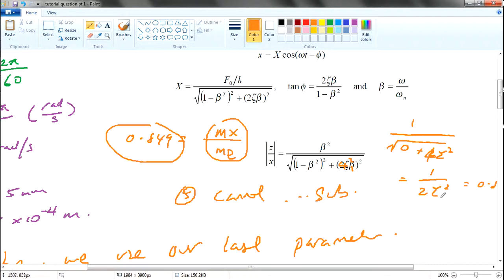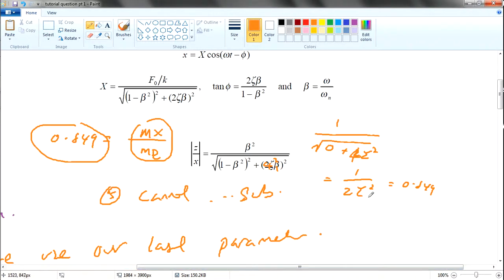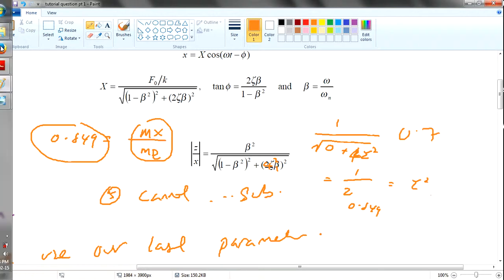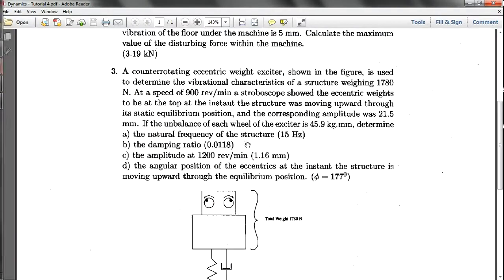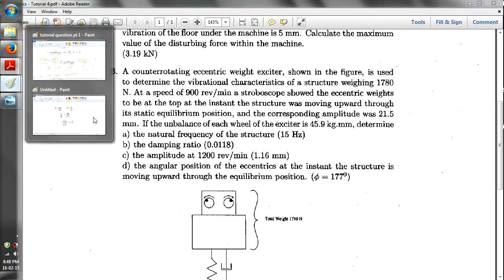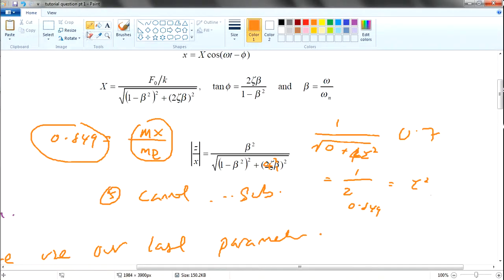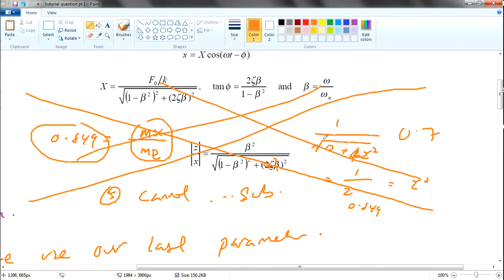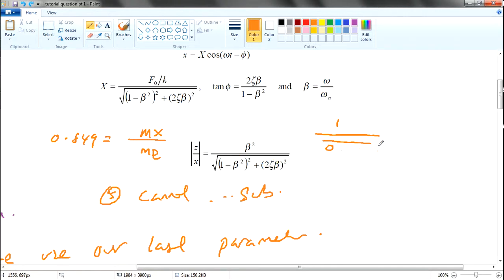Over the denominator you have this one. So to solve for this, you just bring this portion down here, and this one up here, and then I square root this whole thing. In the end I have a value of 0.7 damping factor, which is wrong, because the real answer is 0.0118. So in fact we cannot use this formula. What I have done earlier is wrong. Okay, wrong, so chill out a little.